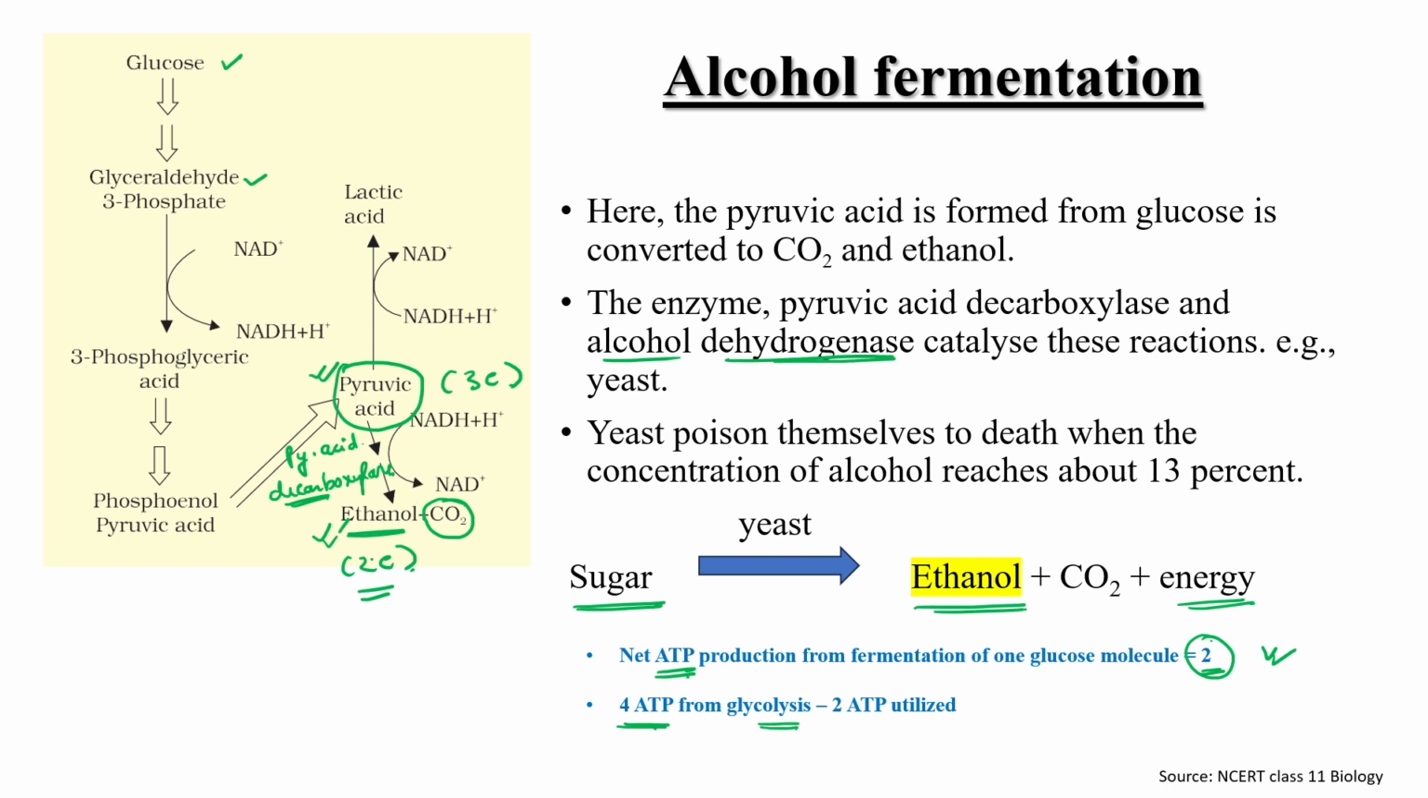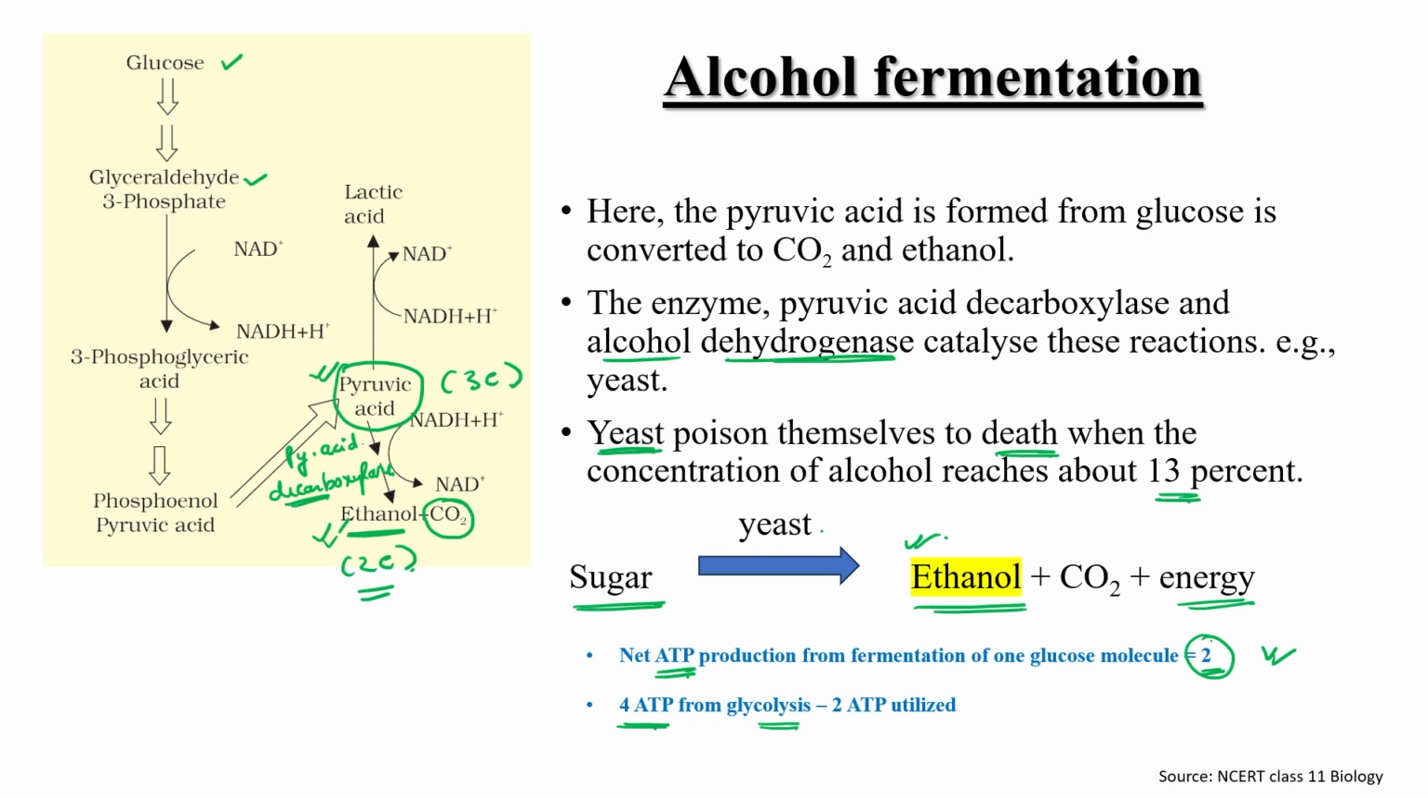Okay, and in this alcohol fermentation, there is continuous generation of alcohol. If this process occurs continuously, and the percentage of alcohol increases more than 13%, then the organism which is actually involved in this conversion, that is yeast, poisons itself to death. This alcohol is so harmful. If the concentration of alcohol increases to about 13% or more, yeast poison themselves to death. This ethanol is so harmful.